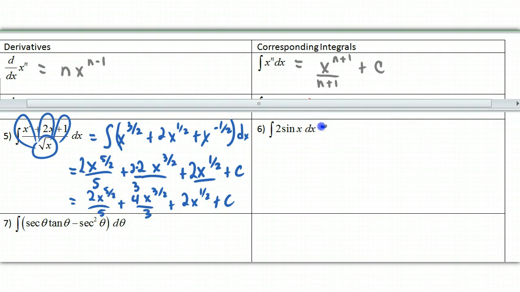Next one. 2 goes along for the ride. So the antiderivative of sine, well, let me think. The derivative of the sine is the cosine. So it can't be cosine, so it's got to be negative cosine. That's that little branching thing that I did earlier. So it's going to be negative 2 cosine of x plus c.